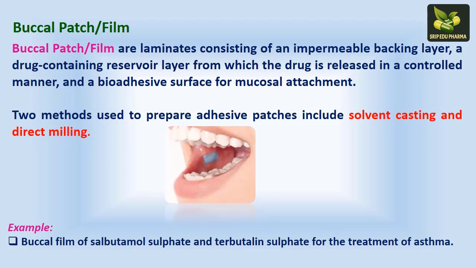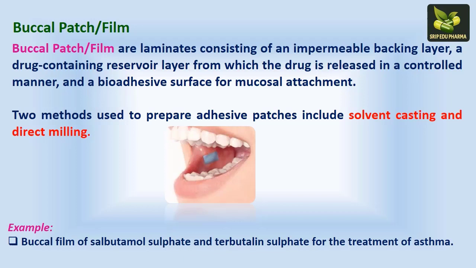Now the question may arise in our mind: what is a buccal patch or film? Buccal patches or films are laminates consisting of an impermeable backing layer, a drug containing reservoir layer from which the drug is released in a controlled manner, and a bioadhesive surface for mucosal attachment. Two methods are used to prepare the adhesive patches: solvent casting and direct milling. These are the two methods we use to prepare the buccal patch or buccal film.